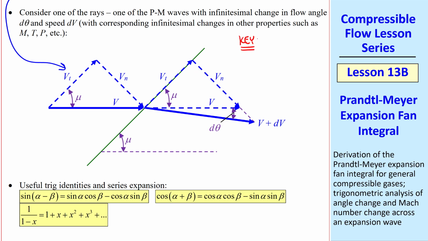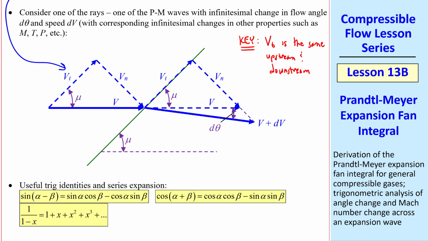The key, which is the same as what we did with oblique shocks, is that vt, the tangential component, is the same upstream and downstream of this expansion wave. In other words, this tangential component is not affected by this expansion wave.